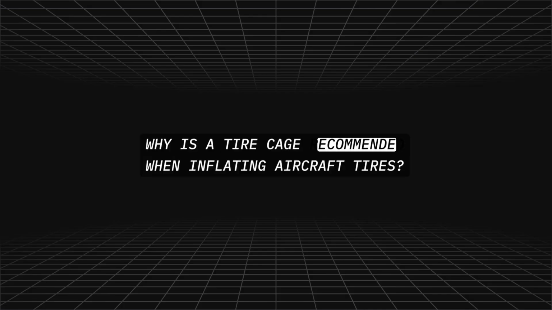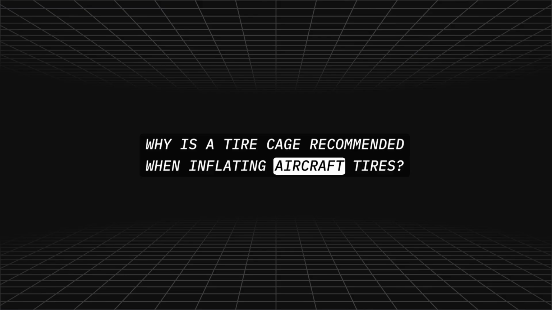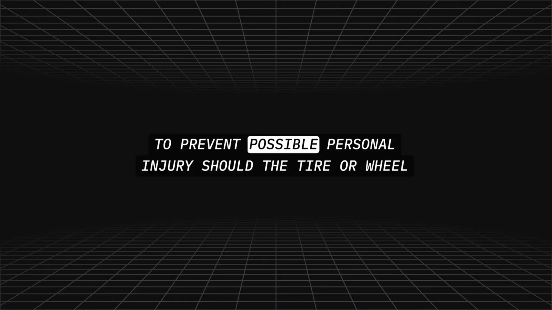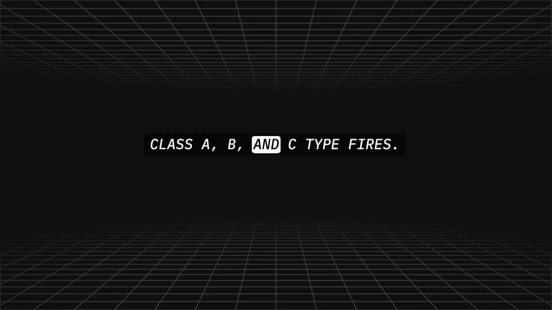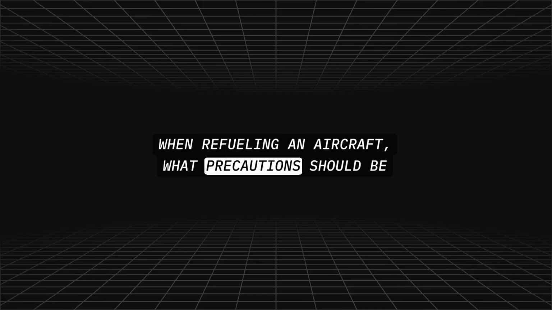Why is a tire cage recommended when inflating aircraft tires? To prevent possible personal injury should the tire or wheel fail. What type of fire can a CO2 extinguisher be used on? Class A, B, and C type fires. When refueling an aircraft, what precautions should be taken?